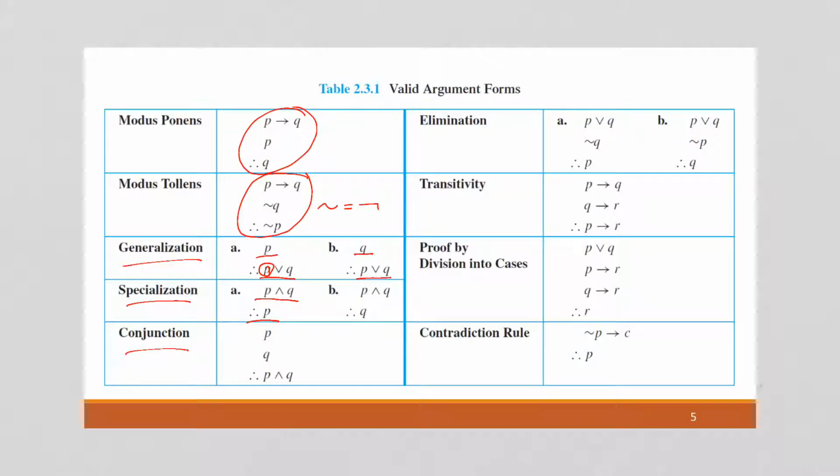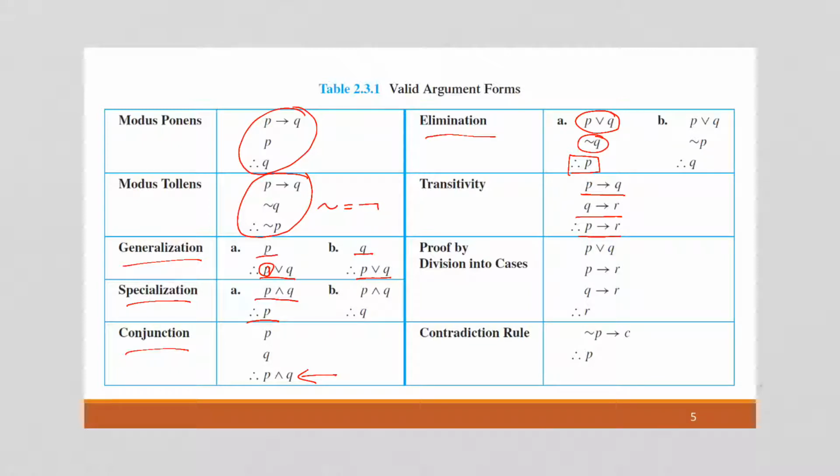Conjunction: if I know that P and Q are both true, those are my two premises, I can conclude that their and is true. Elimination: if I know that P or Q is true, and I also know that Q isn't true, I can conclude that P must be true. Transitivity is one we'll be seeing later on in the course. If we know that if P is true, then Q is true, and if Q is true, then R is true, then if P is true, then R is true.